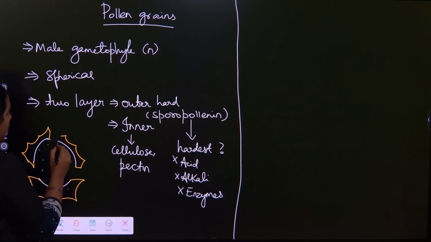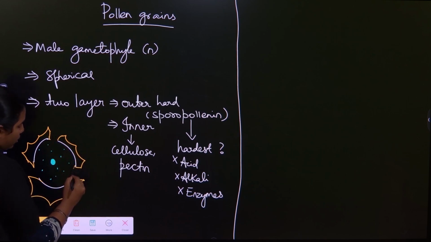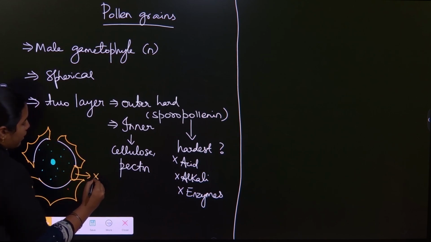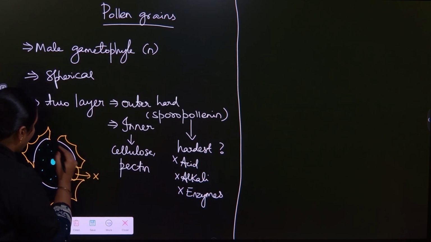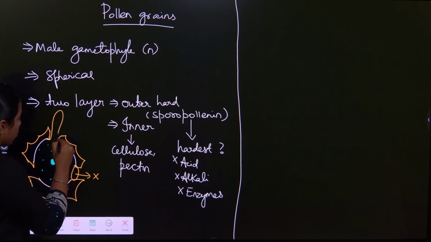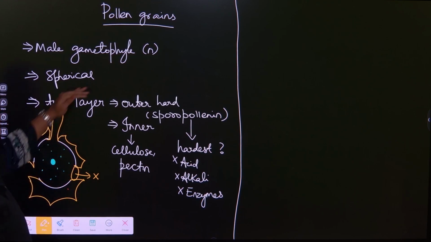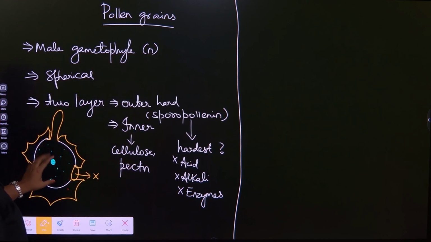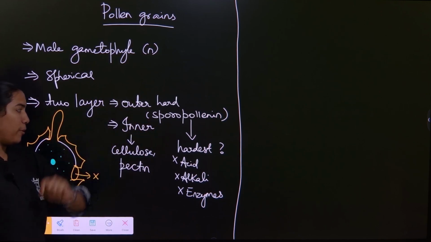So it is actually like this, and in these regions we'll never find sporopollenin, and that's how the inner cell grows out. This is how the pollen grain grows out. This is known as the pore. Pollen grains have pores on the surface where sporopollenin is not present.